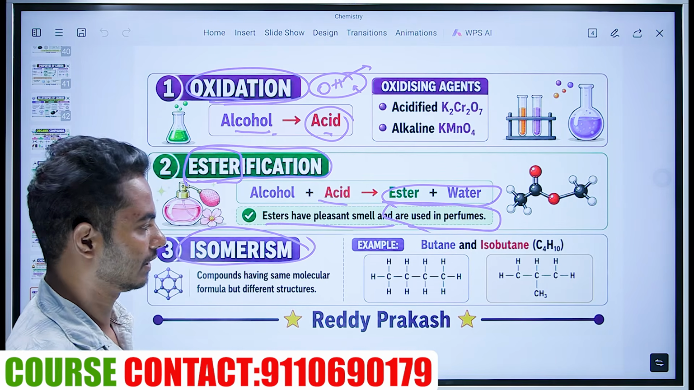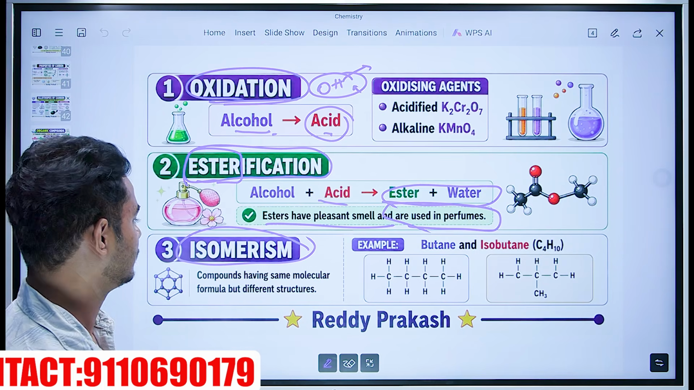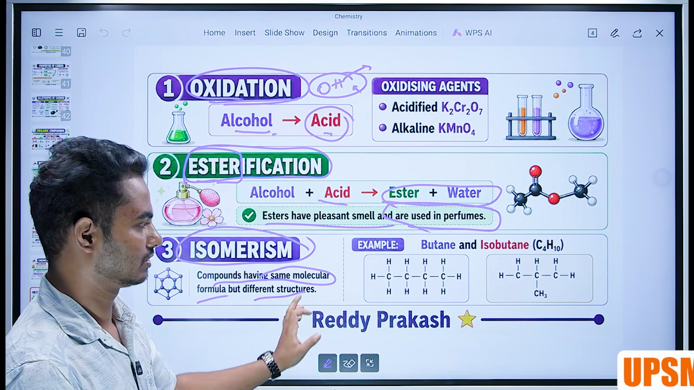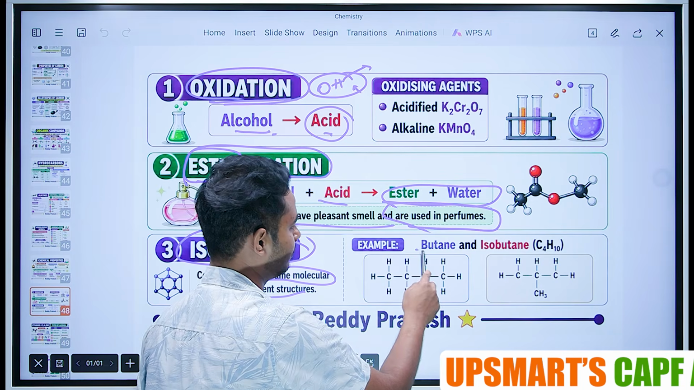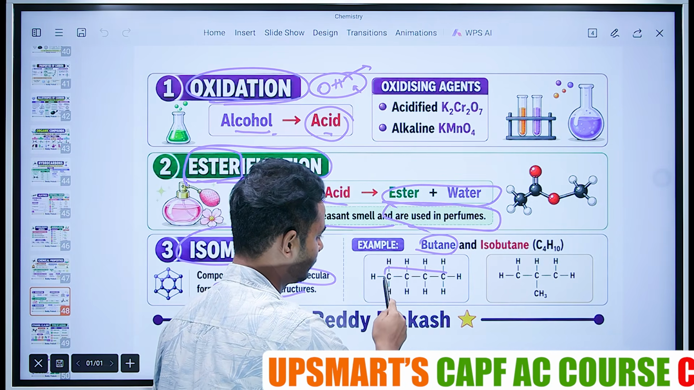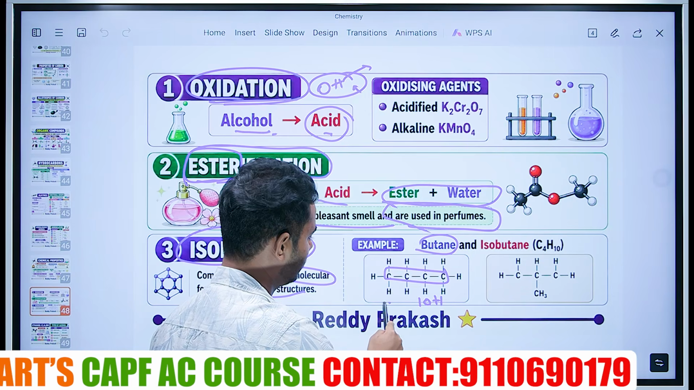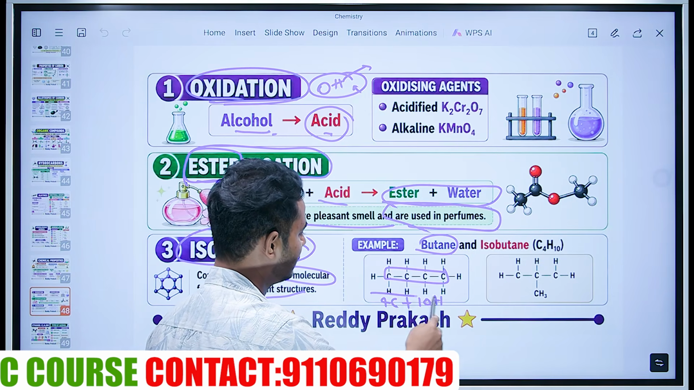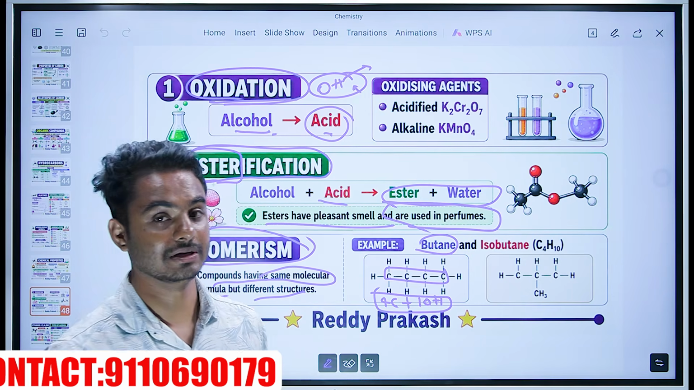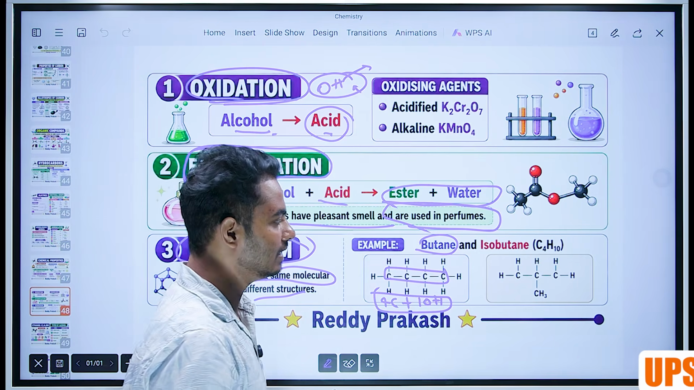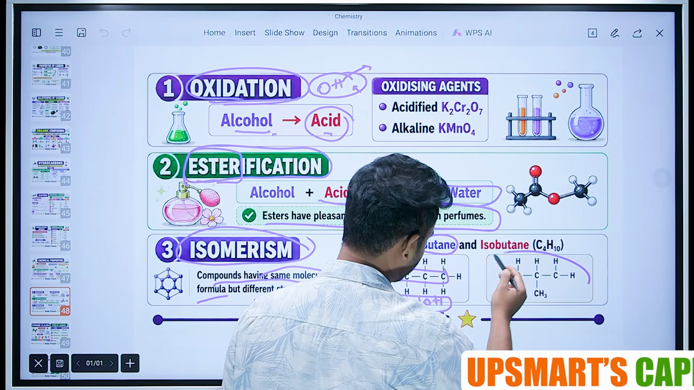Isomerism is a chemical property. What does this mean, sir? Isomerism means compounds have the same molecular formula but different structure. See now, butane. Butane means you will have 4C and 10H. 4C plus 10H is butane. But the same butane can be arranged differently. How will you arrange? It can be arranged in this manner also.